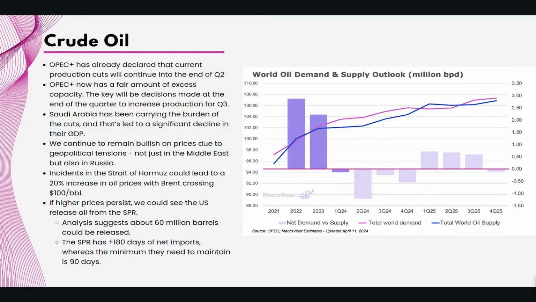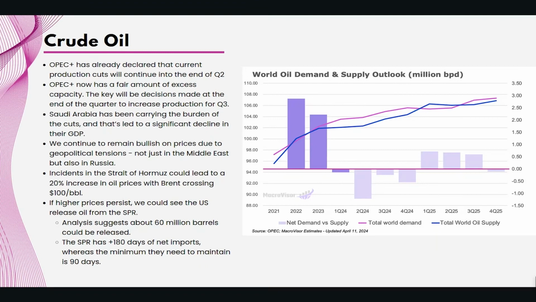The US, however, has the option to release from the SPR. What we can see right now is that the US actually has built up some stock in the SPR. They can release about 60 million barrels, and they're likely to do some of that if oil prices remain high, particularly ahead of the summer season and the driving season.